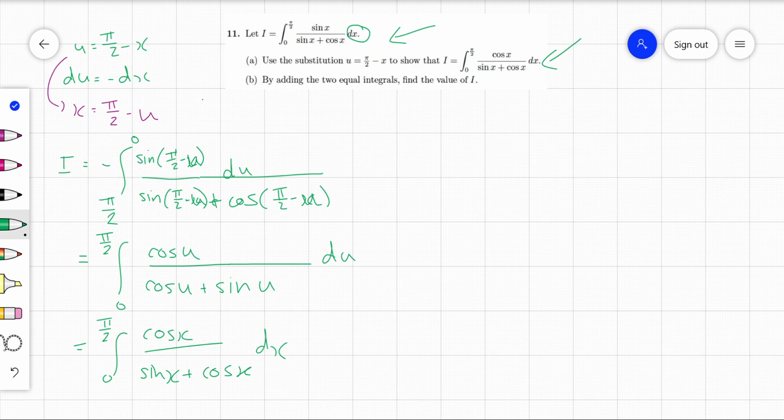Alright, so the second part is by adding the two integrals. So we're adding this one and this one together. We know that they're exactly the same, so really we're just saying two of the integrals equals, but we'll also add as we're instructed to do. And they're both between 0 and pi on 2, so I'm just going to put them together straight away. They're both on a denominator of sine x plus cos x.